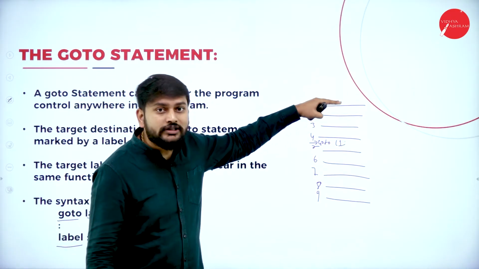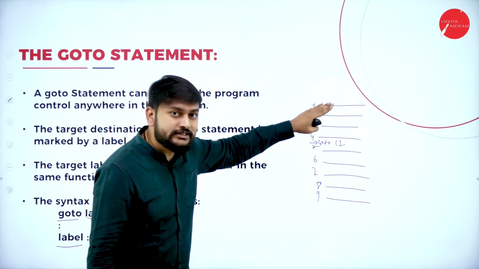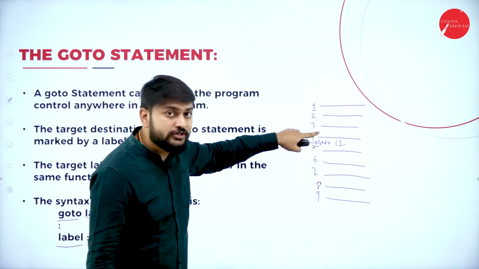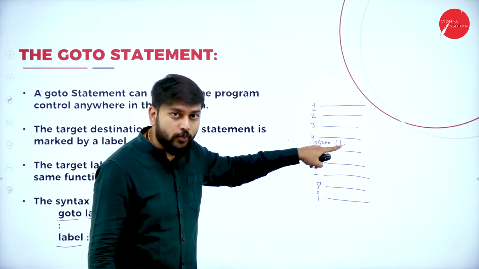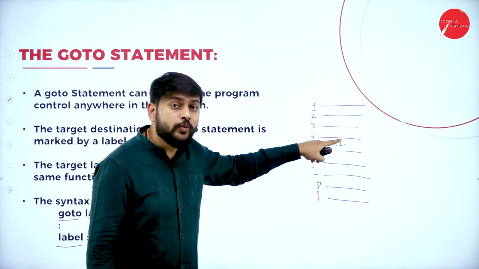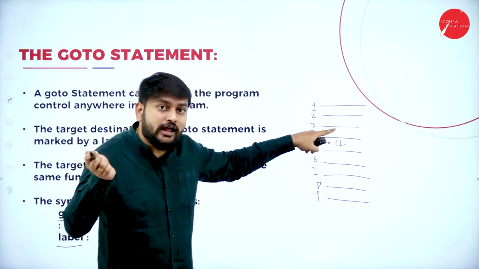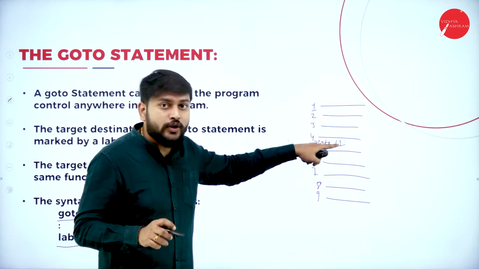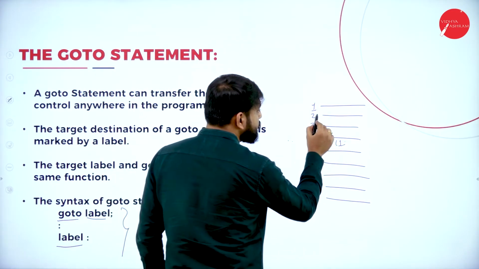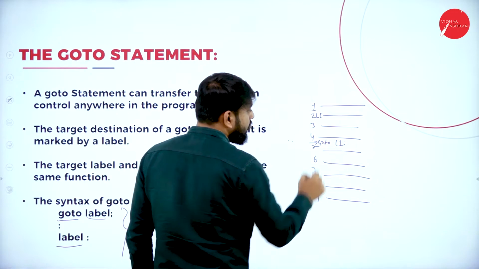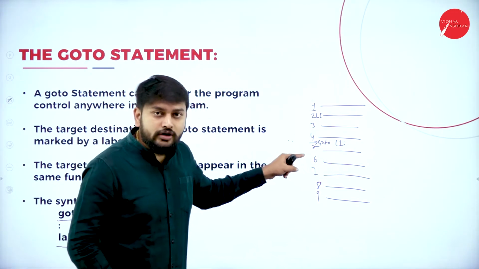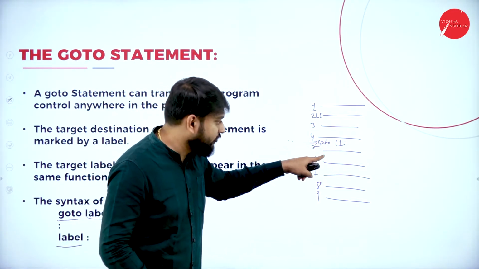I have executed this line, this line, this. Now I'm executing this: goto L1. Goto L1 in the sense you are instructing the compiler to go to this L1. So where is this L1? L1 is this one. Imagine L1 is this one. Goto L1 in the sense, according to the execution, after executing this, you have to execute, right?